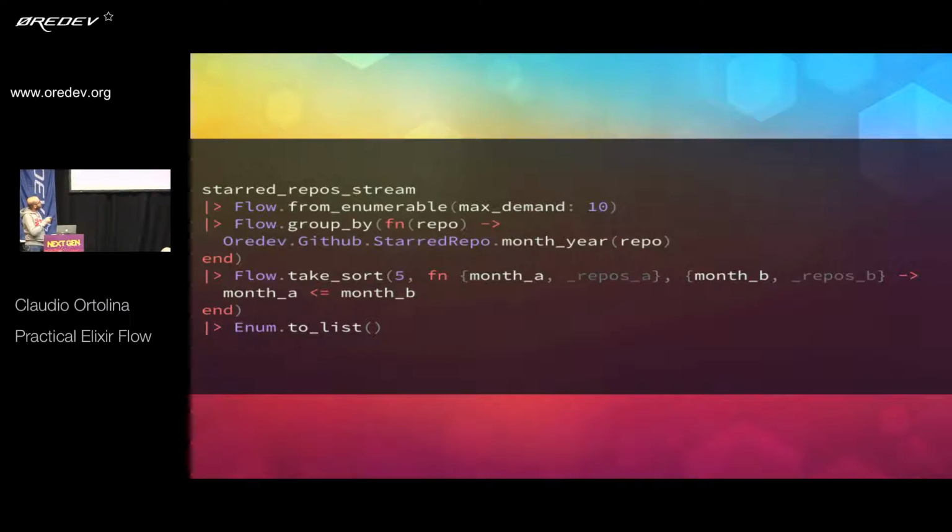And then we want to take out 5 elements out of this in a sorted fashion, where we sort based on that month, so that we always get the most recent ones first. And finally, we make this a list. Now, we already defined how much we need in this call, so we don't have to say take at the end. We can just say, okay, give me a list. That list will be limited to 5 elements, because we described that in a previous line.